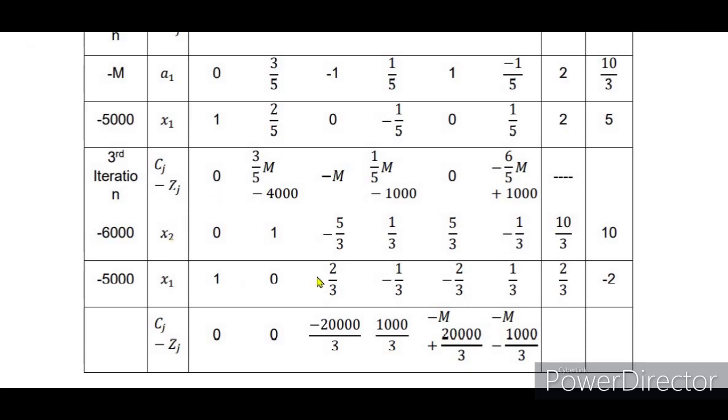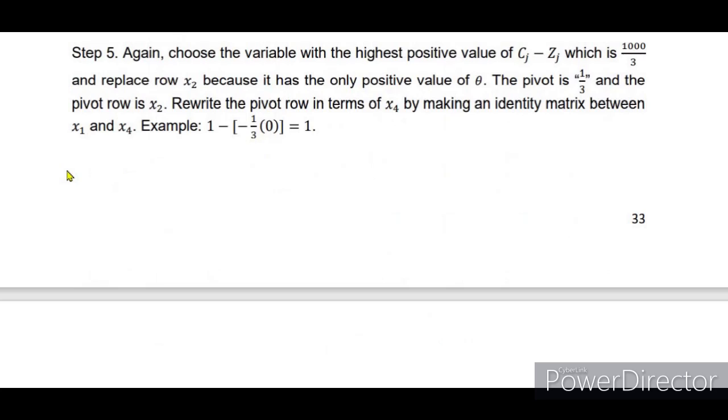So x sub 2 will be replaced by x sub 4 this time. Step 5, again, choose the variable with the highest positive value, which is 1000 over 3, and replace x sub 2 because it has the only positive value of theta. The pivot element now is 1/3, because it lies in the intersection of the highest positive value Cj minus Zj and the smallest positive value, or the only positive value, of theta. So now we will rewrite the pivot row in terms of x sub 4.